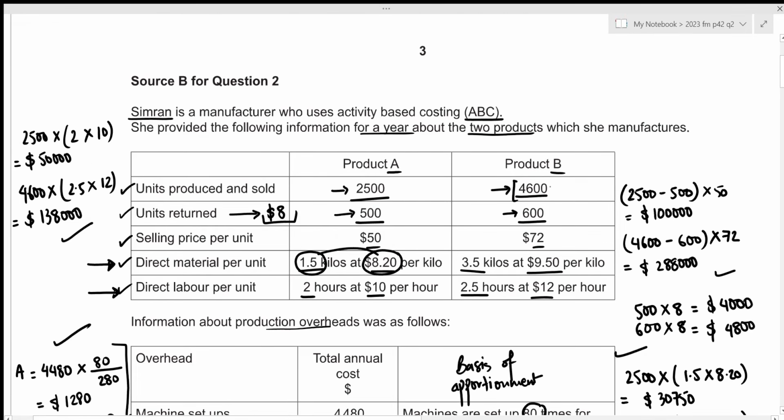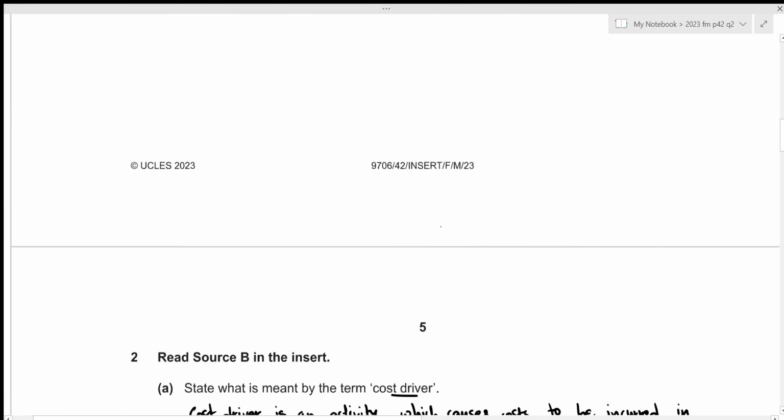Previously, in order to figure out our net revenue, we subtracted the units returned and then multiplied the remaining units by our selling price per unit. But now there will be no returns, so we can just not consider this at all. And in order to figure out the revenue, we can just multiply our units produced and sold by the selling price per unit. That's one thing that we're going to change.